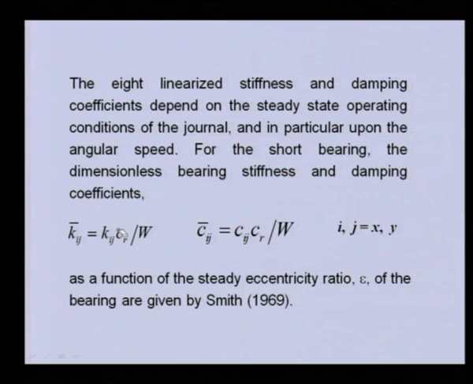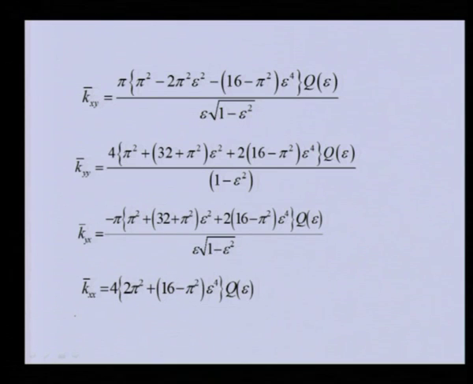Here, this is the radial clearance, this is the weight of the journal, and this is the stiffness coefficient. So basically these are non-dimensional stiffness coefficients as defined. This is non-dimensional damping. Again, this has been defined like this, and these expressions we have taken from Smith's book.